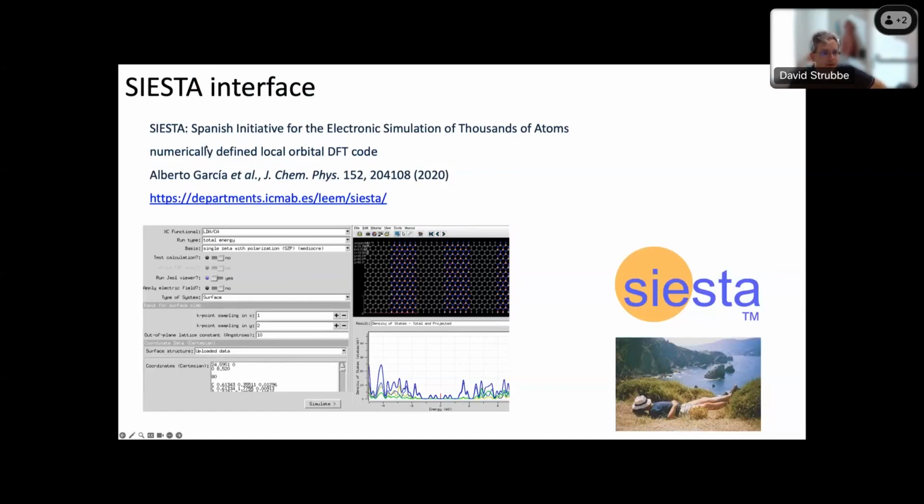This is a code that uses numerically defined local orbitals. It's also an open source and widely used code in condensed matter physics and material science. Here's a reference to it. It's been around for quite a while, before 2022. And here's an example now of what we can do in that interface. Same kind of idea. We have these little drop-down menus, and we can fill in things, and then the nanoHUB tool is going to visualize structures and also plot things for us, like a density of states.